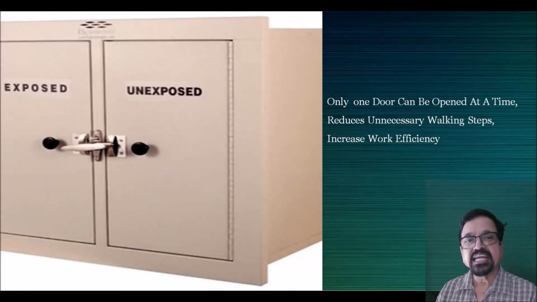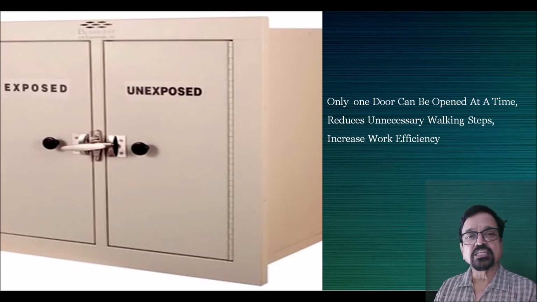Now here we are seeing a pass box. The classical design of a pass box is that there are two compartments. One is for exposed films and another is for unexposed films. So what is the role of this? Only one side can open at a time, as you can see the latch. If you are opening one side, the other side will not open. And the second thing is that the other side is towards the darkroom side.